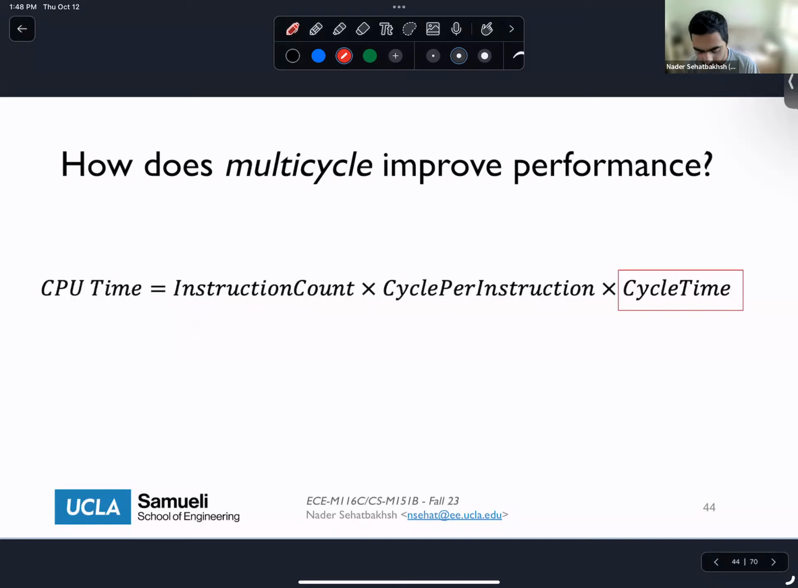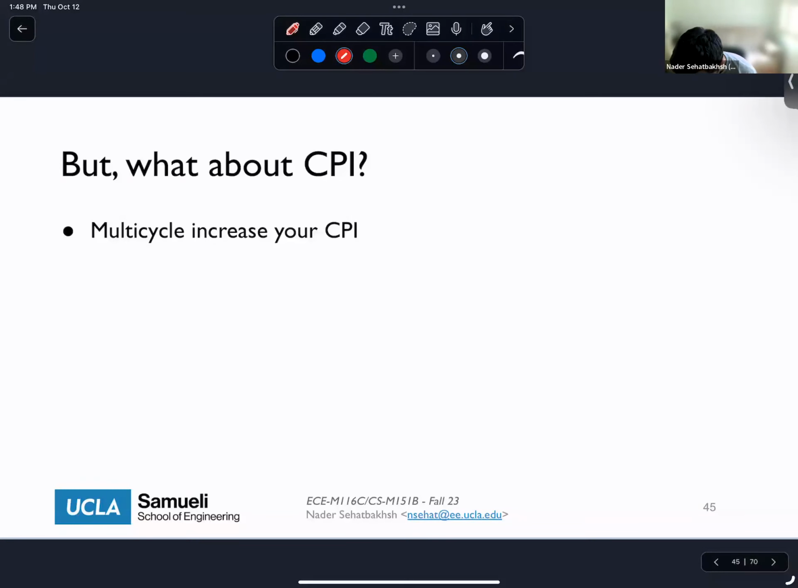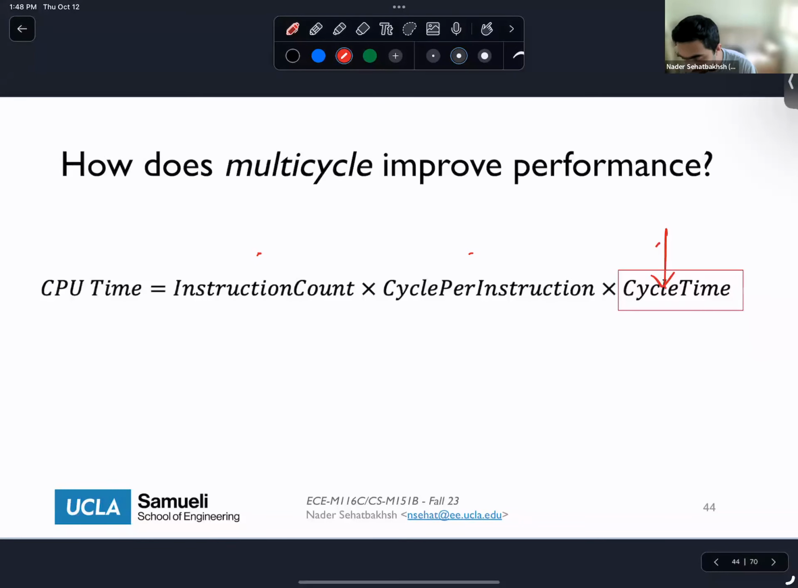So let's go back to our iron law. Remember that it was a combination of IC, CPI, and CT. Let's see what happens to each individual one of these. First of all, as I said, my cycle time will reduce, okay? Remember, my cycle time previously was T1 plus T2 and so on, assuming that I'm doing a 5-stage pipeline. It was this, and now it will be this.